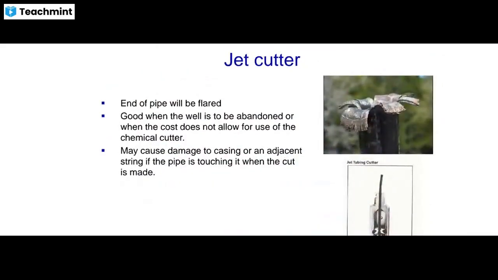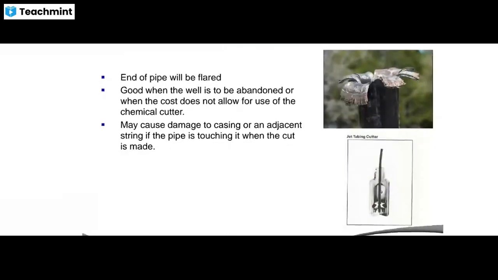Then jet cutter. The end of the pipe will be flared. Good when the well is to be abandoned or when the cause does not allow use of a chemical cutter. May cause damage to casing or an adjacent string if the pipe is touching it when the cut is made. So you can see the jet tubing cutter.